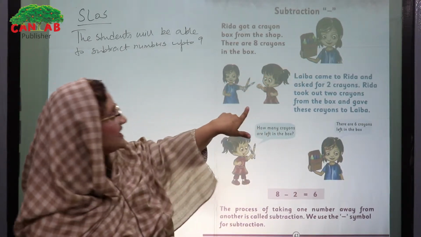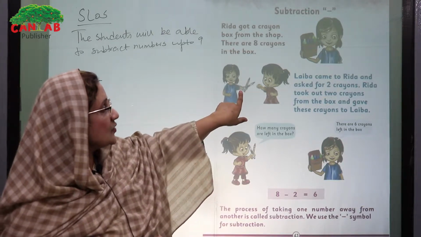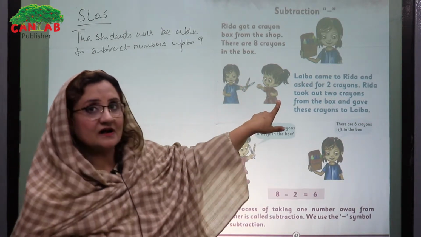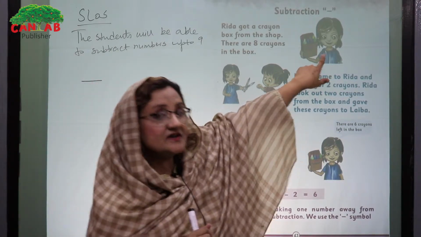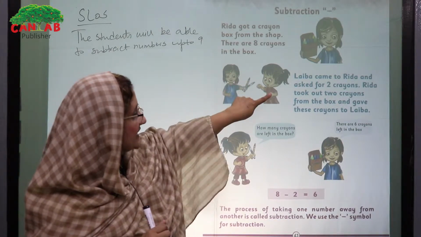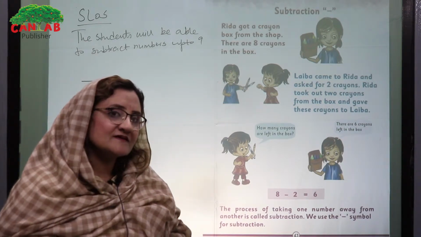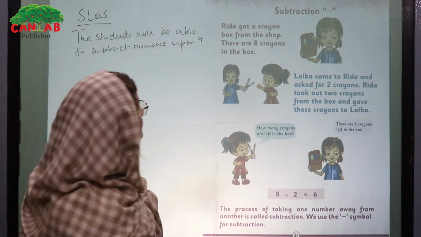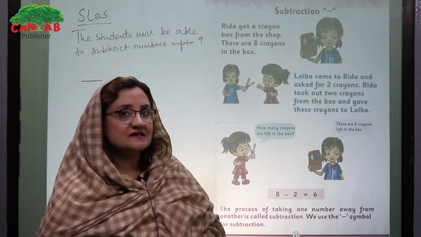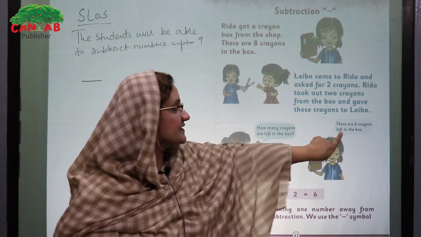Then Laiba came to Rida and asked for 2 crayons. Rida took out 2 crayons from the box and gave them to Laiba. Can anyone tell me how many crayons are left with Rida? She had 8 and she has given 2 to her friend. There are 6 crayons left in the box.